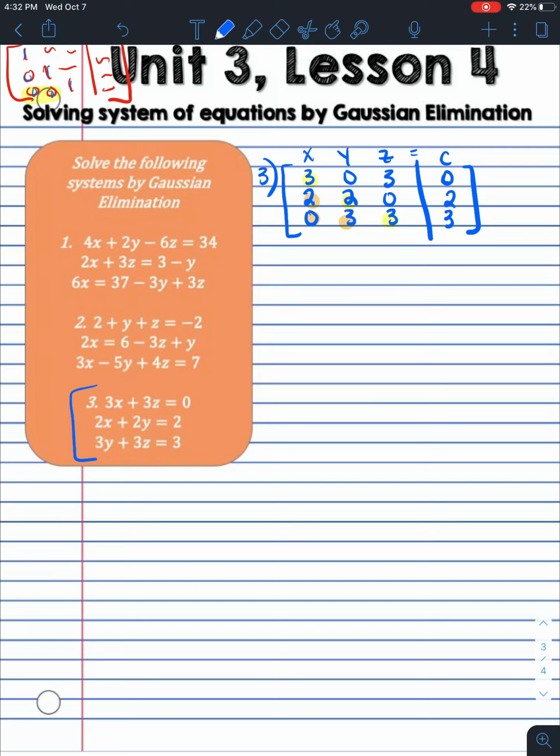So I always like to start with getting 1 in my top row, where that 3 is at the top. So in that top row, I'm going to go ahead and do 1/3 row 1. So 1/3 times 3 is, I'm sorry, wow, no. 1/3 times 3 is 1. 1/3 times 0 is 0. 1/3 times 3 is 1 again. And 1/3 times 0 is 0. I haven't done anything to the other rows, so I'm going to go ahead and copy those down.